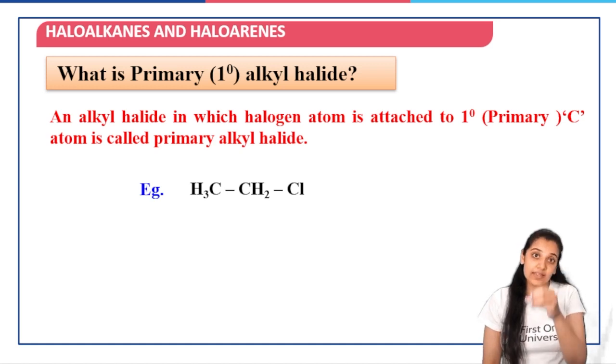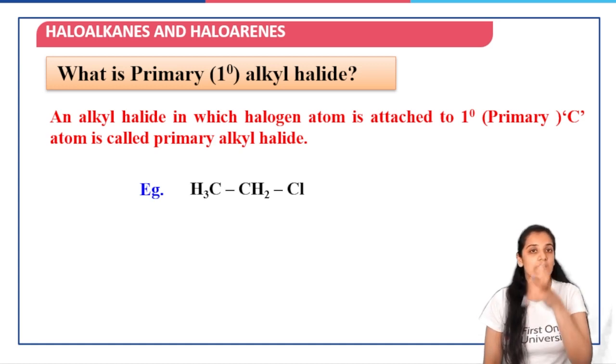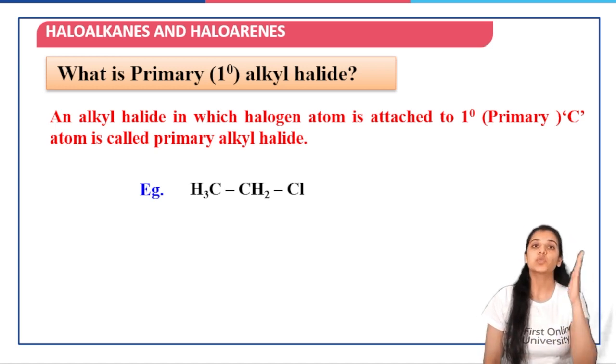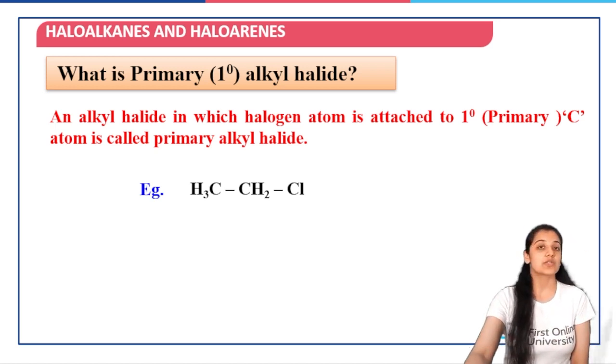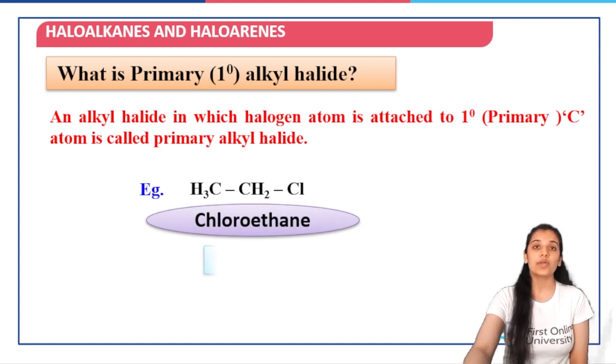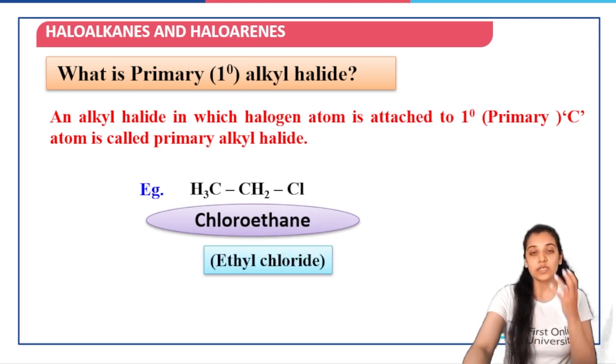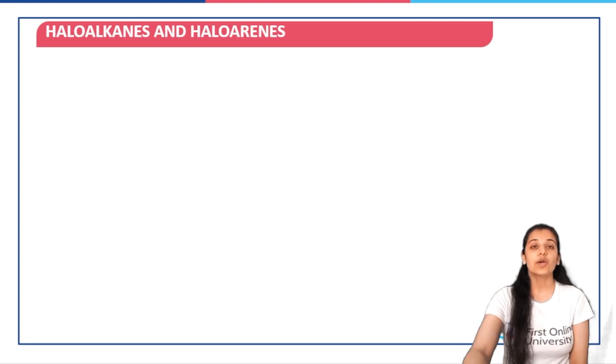Now, that is the carbon that we are talking about, primary, secondary or tertiary. So it is known as the primary carbon when it is attached to just one other carbon atom, as we can see in this example, chloroethane. Also, it is commonly known as ethyl chloride.